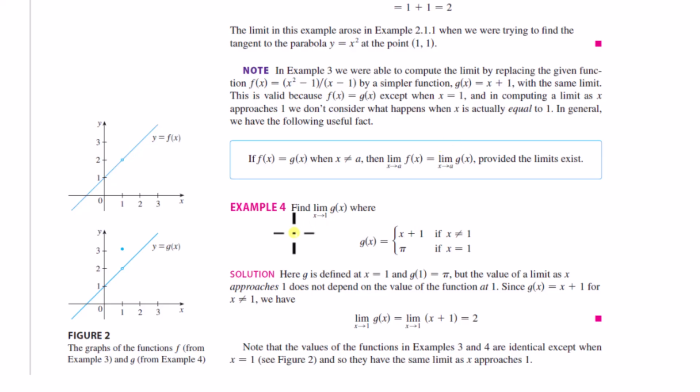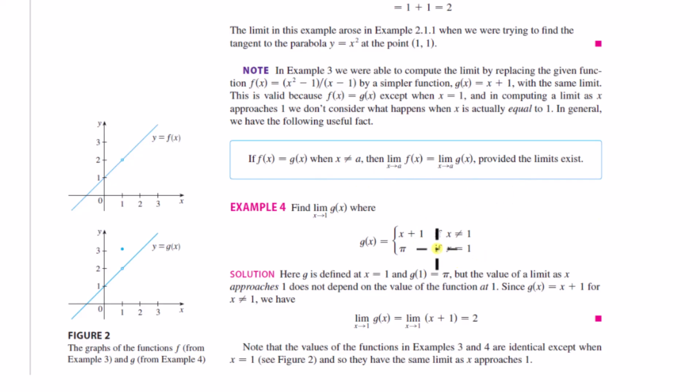Okay, now this next example says find the limit as x approaches 1 of g of x, where g of x is equal to x plus 1, where x is not equal to 1, and pi when x is equal to 1. And so, yeah, we could do this graphically. Here's the graph and do a graphical limit, but let's try and think about this with these limit laws mechanically. Okay, this example is illustrating this property.